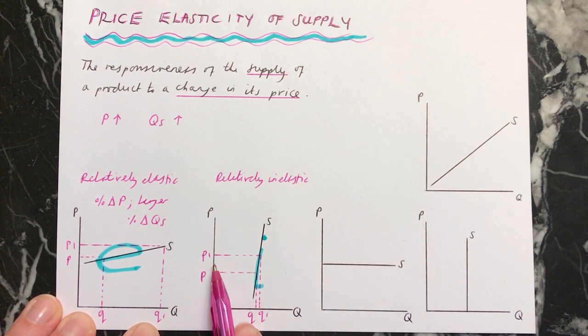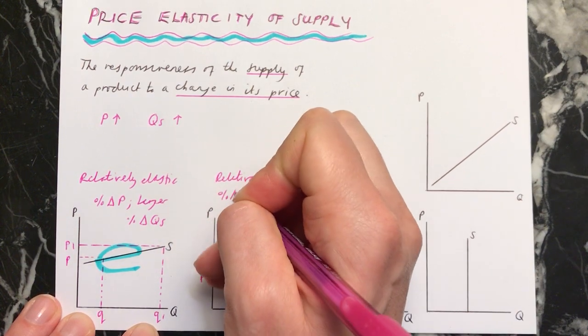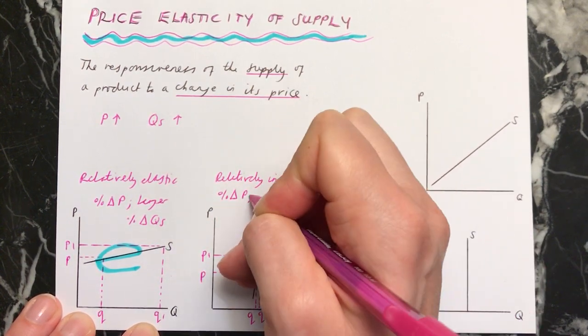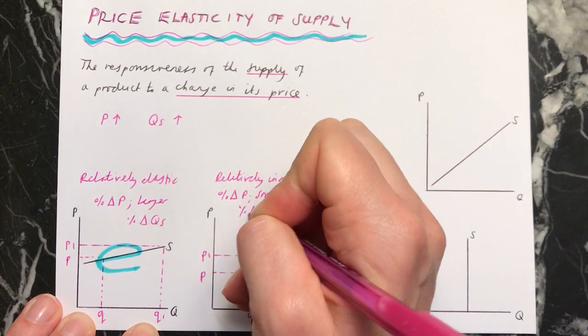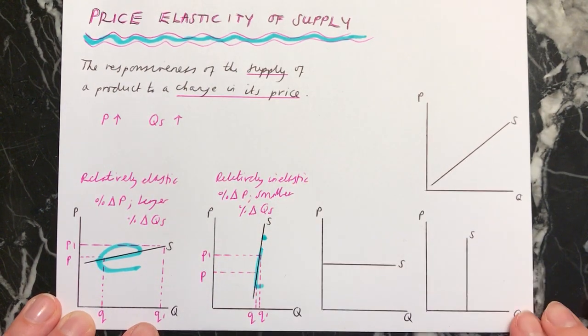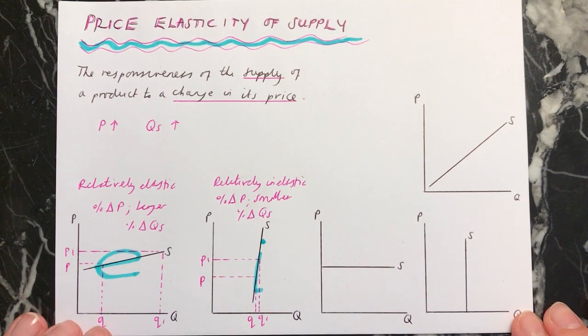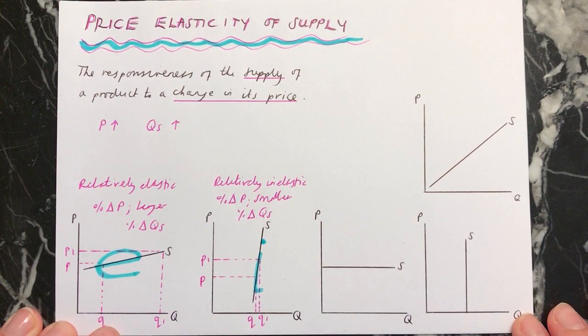So when the price goes up, they want to supply more, but actually, if they have relatively inelastic PES, they're only able to supply a small amount more. So the percentage change in price is causing a smaller percentage change in the quantity being supplied. They're not able to supply a lot more, even though they might want to.